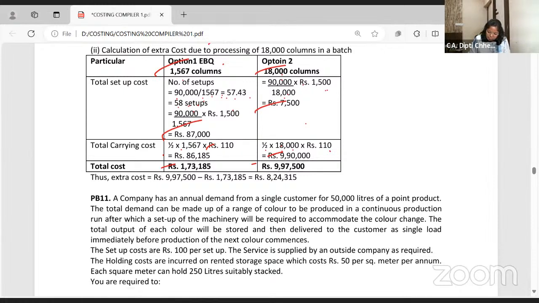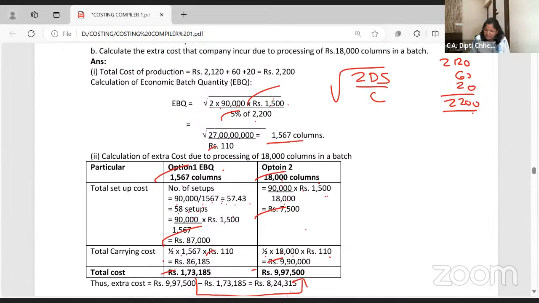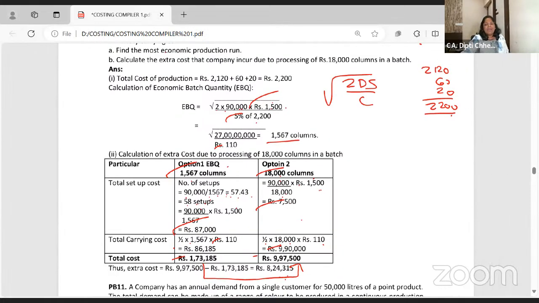So instead of EOQ, if you go for 18,000 columns, what is the extra cost incurred? This. So will you go for it? No. Sometimes they'll give manager's suggestion and all. Please check it 2 minutes. There's no break, but I'm coming back.